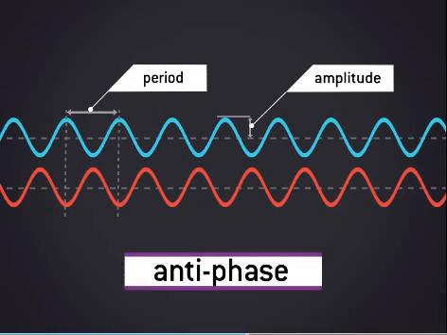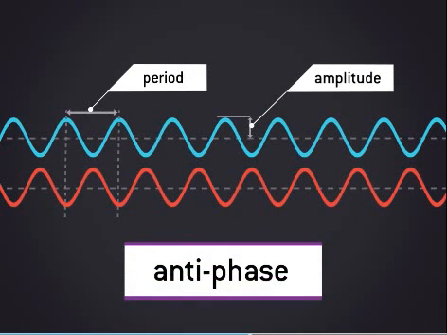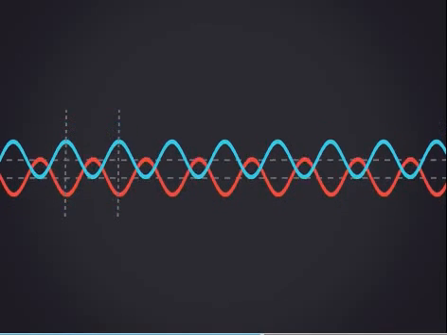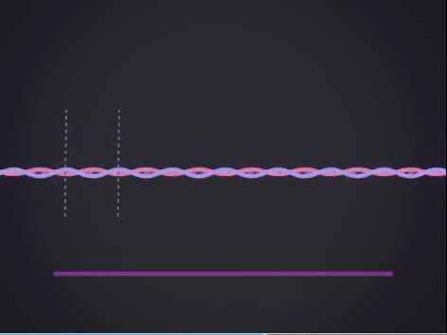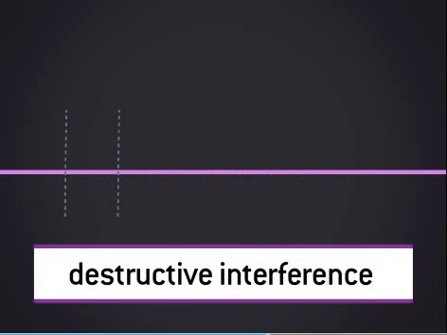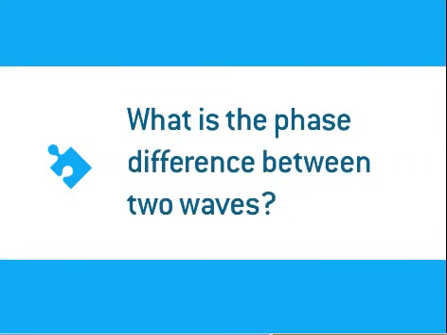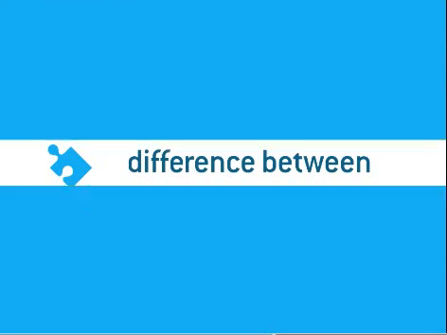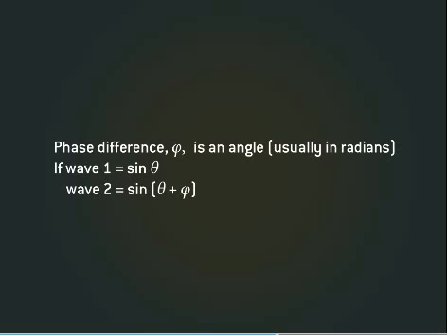When the two waves are in antiphase, which means they are exactly out of phase, then each point in the cycle for one wave is shifted by half a cycle for the other wave. If the two waves arrive at the same place at the same time, destructive interference occurs. The phase difference between two waves is an angle, usually given the symbol phi and measured in radians.